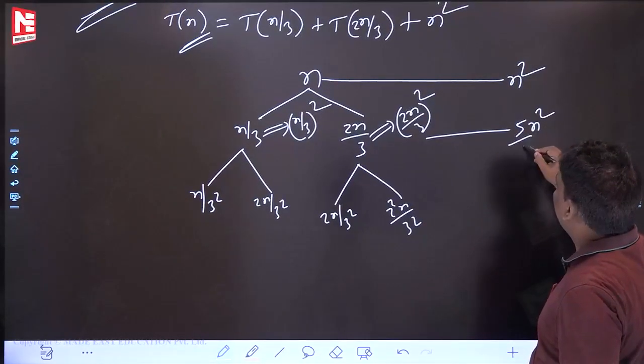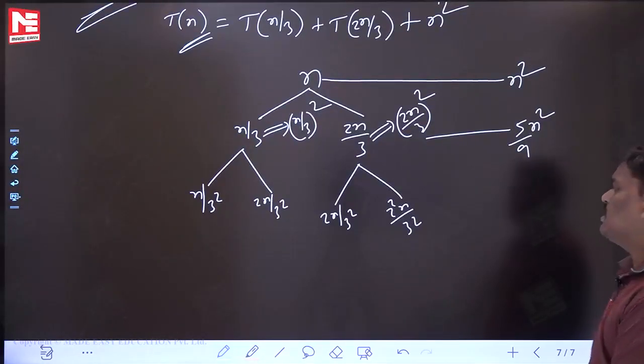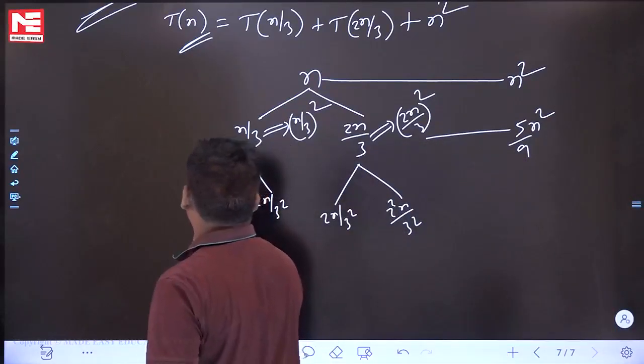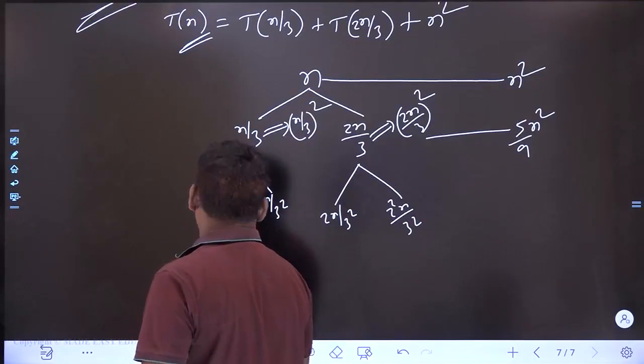5n square by 9. Left one sees first level, second level. Difference is there. So the same is not coming, a series is coming. First level, second level differ means the same is not coming, a series is coming. If you want, you can continue one more round. So, I think it's a binary tree only, right? Only 2 function calls.